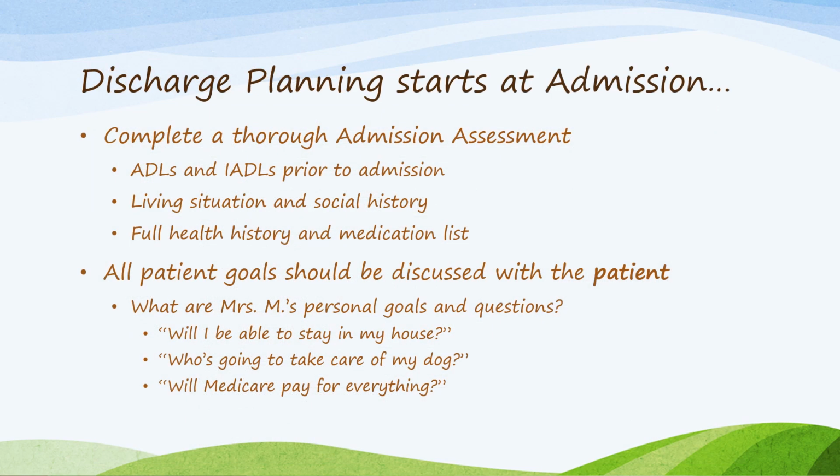All right. So discharge planning starts at admission. So we have to complete a thorough admission assessment, ADLs and IDLs prior to admission, the living situation and their social history, their full health history and medication list, and it's not a quick little questionnaire. Now, if you have a 25-year-old that came in for appendicitis, you still have to ask all those questions.